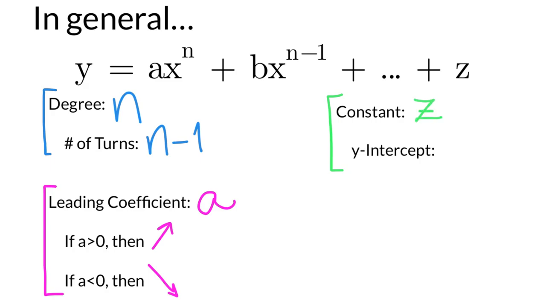Whatever the constant is, that's going to be our y-intercept. Remember that when you find a y-intercept, you got to let x equal 0. Well, that means that every single term along the way that has an x in it is going to turn into 0. The only one that doesn't have an x in it is going to be that constant term, z.